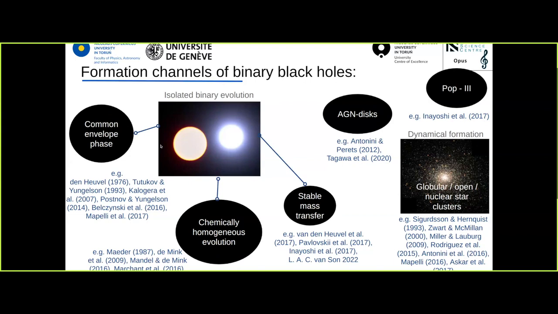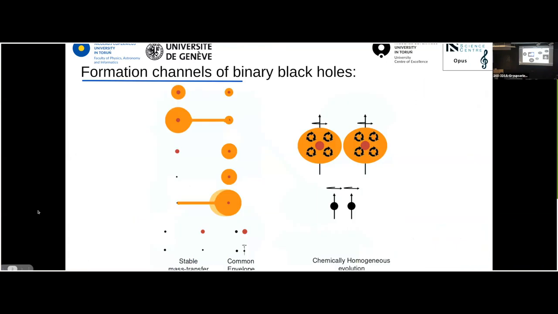I think it's not important to discuss the formation channels, but I have a slide on them. There are isolated binary evolution channels and dynamical formation channels, and others like AGN disks and Population III. But for the sake of this presentation, I will be talking about isolated binary evolution, including common envelope, stable mass transfer, and chemically homogeneous evolution.